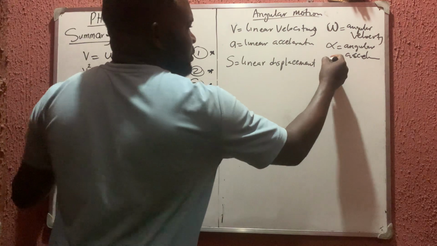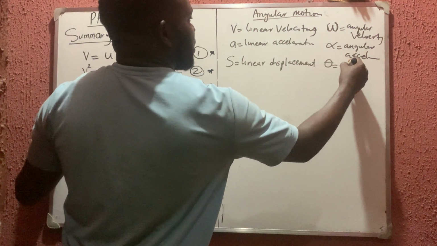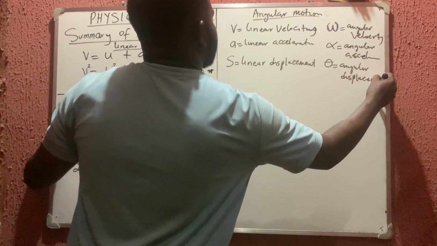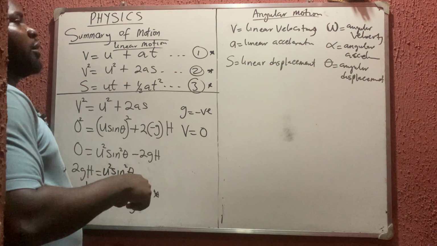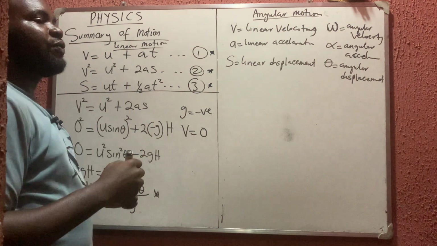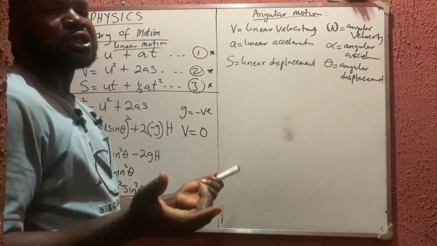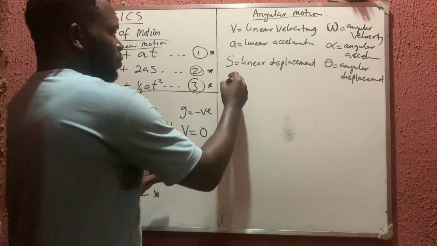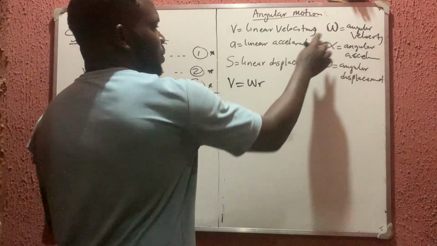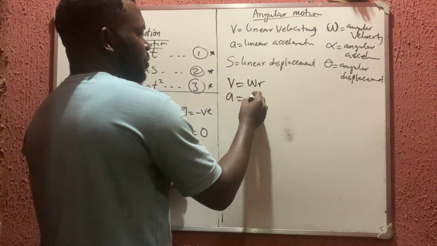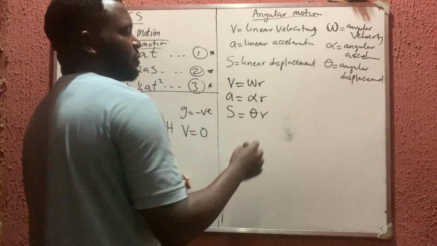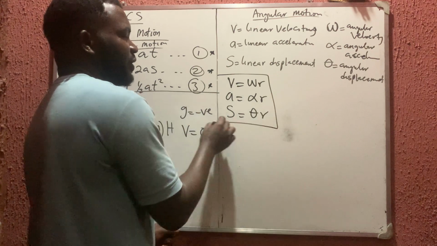While your theta is the one representing angular displacement. Anytime you want to convert from linear to angular, just multiply by r, the radius. Very simple. So you should know that your v is equal to omega r, your a is equal to alpha r, and your s is equal to theta r. Very, very important to know and very simple to know.